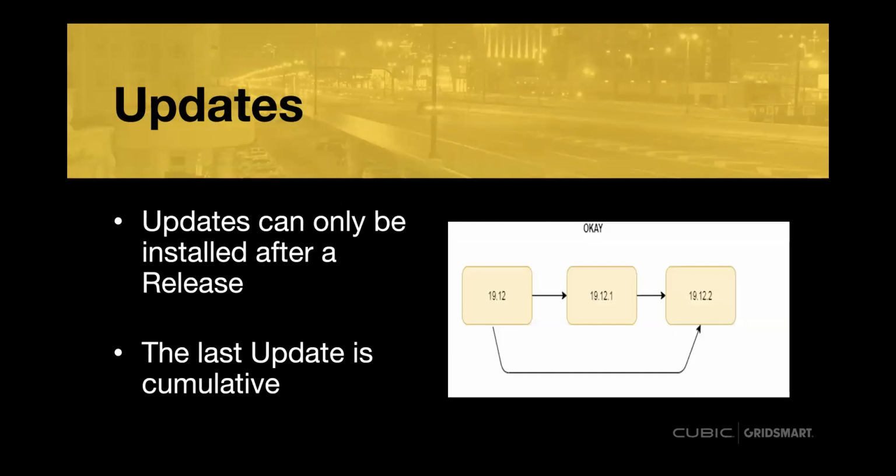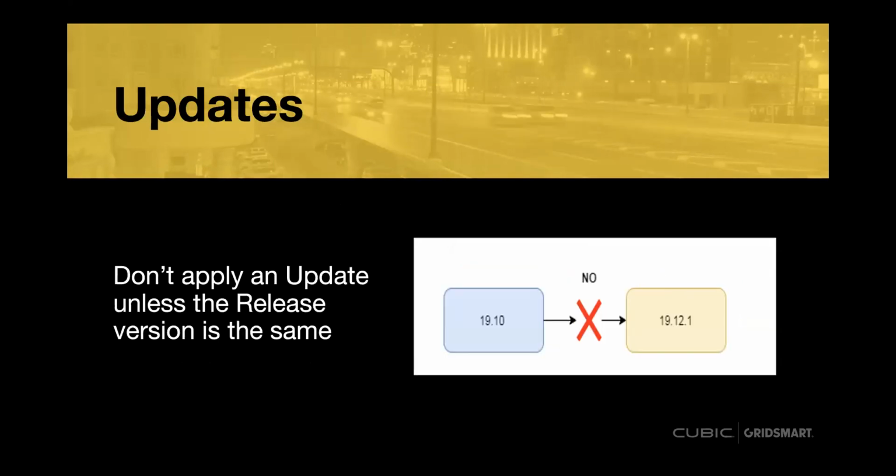One note about an update is that an update can only be installed after a release. So you can see here, if you're trying to install 19.12.2, you have to have the 19.12 release installed on your system. And as with releases, the last update is cumulative. So in this particular example, 19.12.2 would contain all of the functionality that was included in the update 19.12.1. And again, just to reiterate, you're going to want to only apply an update to the same version number as the release.